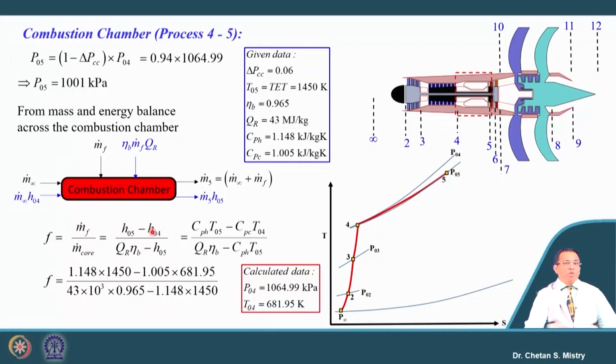Be careful what units you are taking, you need to maintain uniformity in terms of units. Suppose you are taking Cp value in joule, then your calorific value also should be taken in joule. Suppose you are taking kilojoule, then your calorific value also should be in kilojoule per kg. Here, if we calculate the fuel air ratio, it comes to 0.0245.